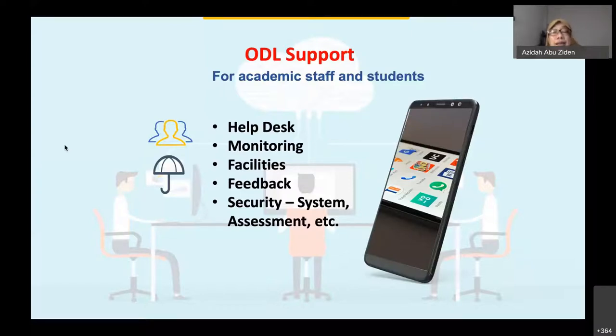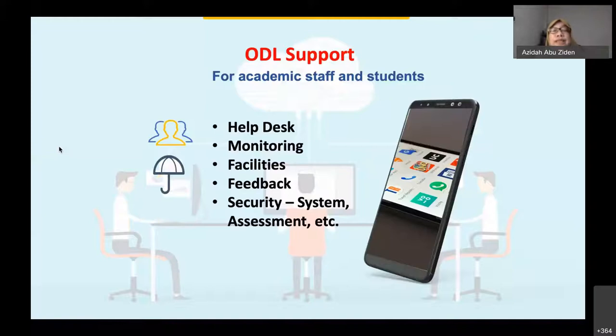Facilities. And then what facilities? Facilities untuk ODL is different from the conventional. Facilities for ODL is virtual facilities. And kalau conventional, you are going to provide the computer lab lah, physical library, you will have student lounge, for example. But how do you provide facilities to ODL students? Ada ke lounge, online lounge for your ODL students? How do you do that? It is possible.